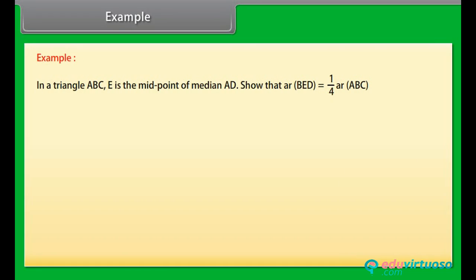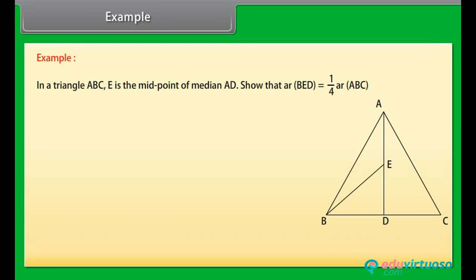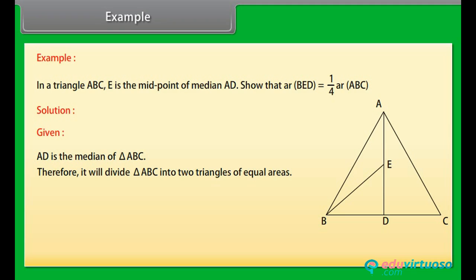Example: in a triangle ABC, E is the midpoint of median AD. Show that area of BED is equal to 1 upon 4 area of triangle ABC. Solution: given that AD is the median of triangle ABC, therefore, it will divide triangle ABC into two triangles of equal areas. Therefore, area of triangle ABD is equal to area of triangle ACD, which implies that area of triangle ABD is equal to 1 upon 2 area of triangle ABC.